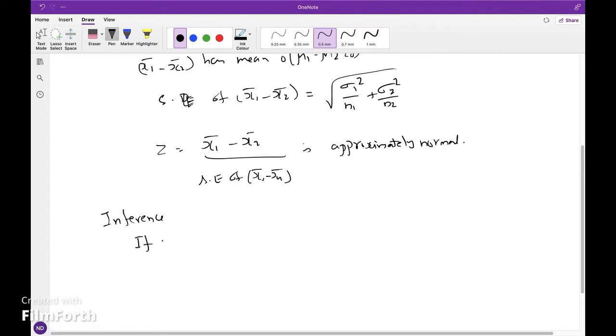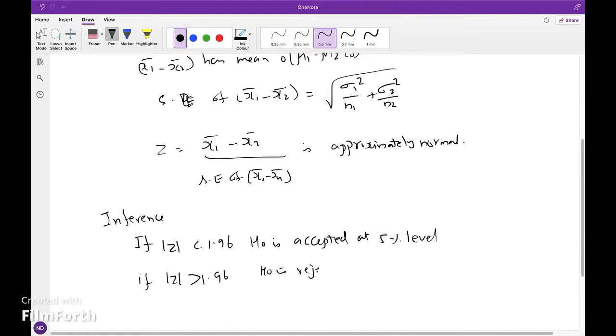If modulus of z is less than 1.96, H0 is accepted at 5% level. If modulus of z is greater than 1.96, H0 is rejected at 5% level.